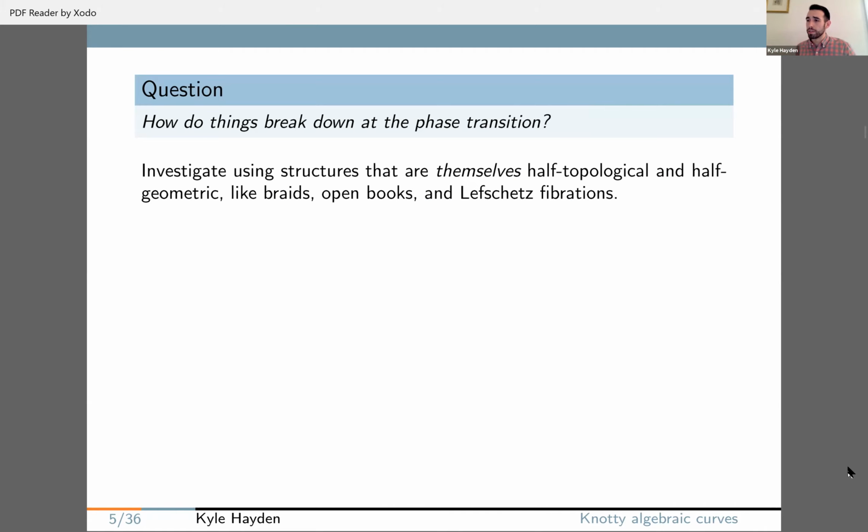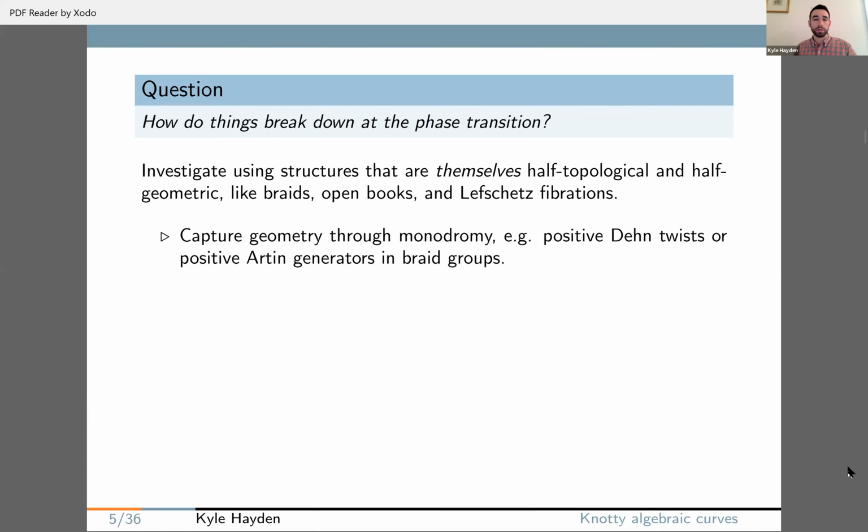Okay. And the perspective that I like to use on this type of problem is to try to investigate it using structures that are themselves half topological and half geometric. Things like braids or open books or Lefschetz fibrations on four-manifolds. And so these are innately topological constructions, or barely smooth, but they can capture geometry through extra data. So in particular, here you might capture some kind of geometry through conditions on the monodromy of an open book or a Lefschetz fibration. Things like restricting to monodromy that's a product of positive Dehn twists, or braids based on positive Artin generators. And that'll somehow confer some geometric rigidity or read that back.